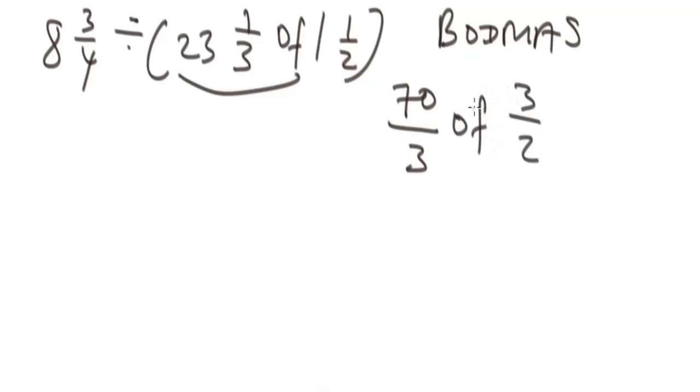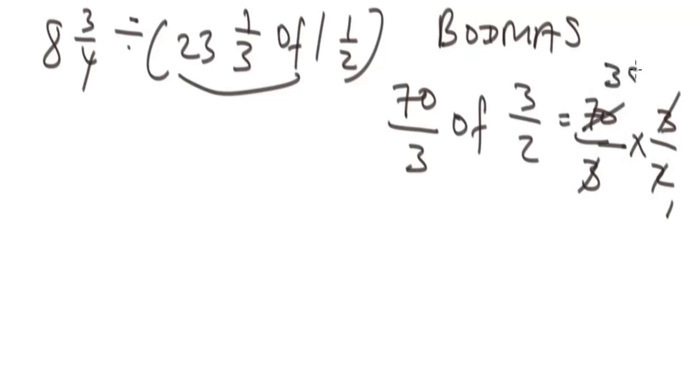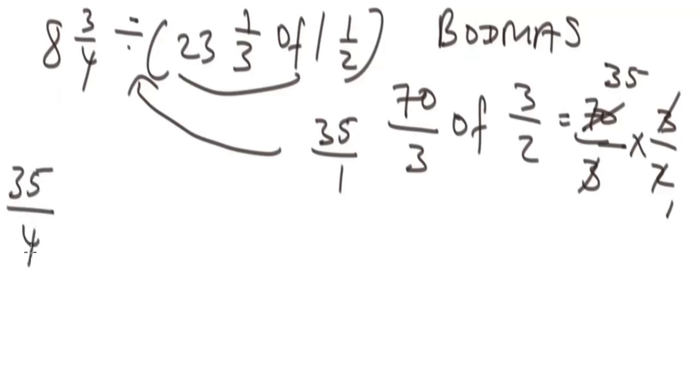Let's remove this of and change it to multiplication. When you remove it, it's going to be 70 over 3 times 3 over 2. So this will cancel itself. 2 into 70, we have 35. So we are left with 35 over 1. Let's bring it to this side. We're going to have 8 times 4 is 32 plus 3, we have 35 over 4, divide 35 over 1.